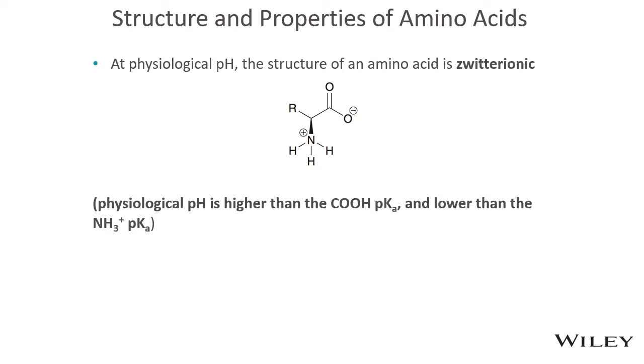Now at physiological pH, the structure of an amino acid is zwitterionic. That means that the carboxylic acid is negatively charged and the amino group is positively charged. So even though we have opposite charges, overall it is a neutral state for this amino acid. Now the reason that it's going to exist as a zwitterion at physiological pH is because physiological pH, which is around 7.4, is higher than the pKa's of all of the alpha carboxylic acids and lower than the pKa's of the alpha ammonium ions.